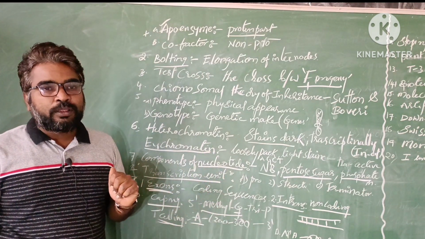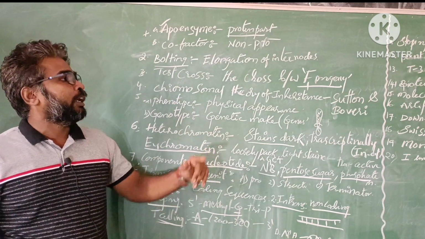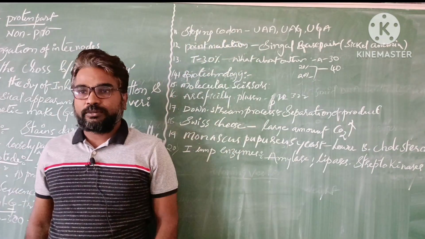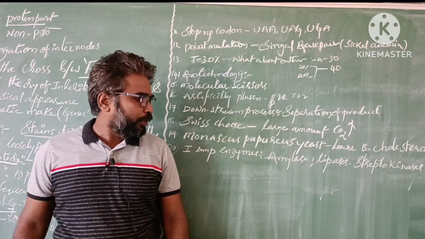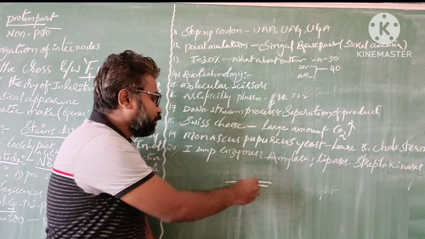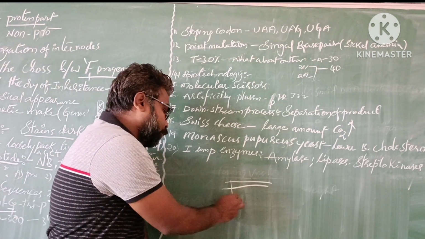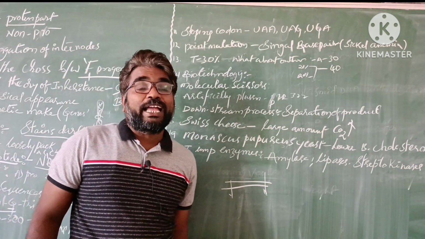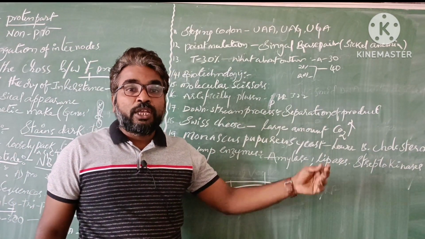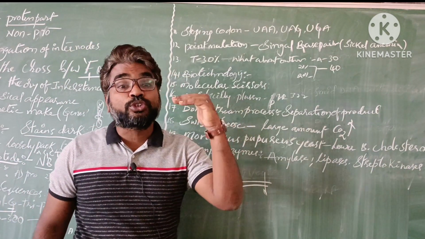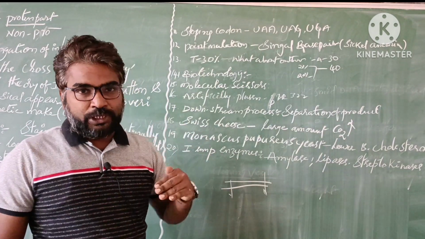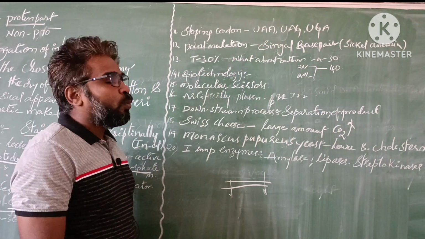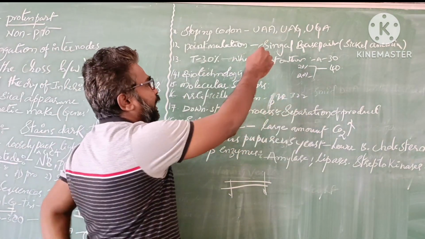These are the 2 marks questions. So let us see the stopping codons. Here transcription is going on. When it started and when it stops, those codons we call stopping codons. Which codons are involved to stop it, we call stopping codons. What are they?